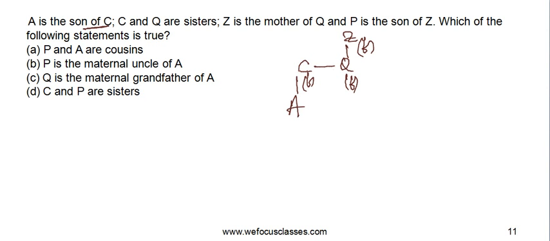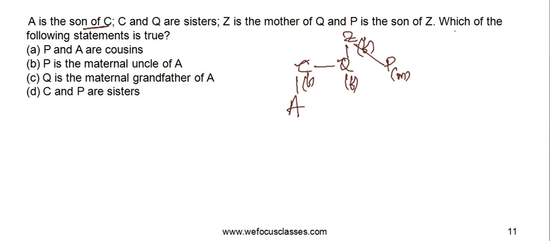So these two are siblings. C and Q are siblings and their mother is Z. So Z is the grandmother of A. And P is the son of Z. So Z is having a son. He is called P. So C, Q, P are siblings and C, Q are sisters of P and P is the brother of C and Q.